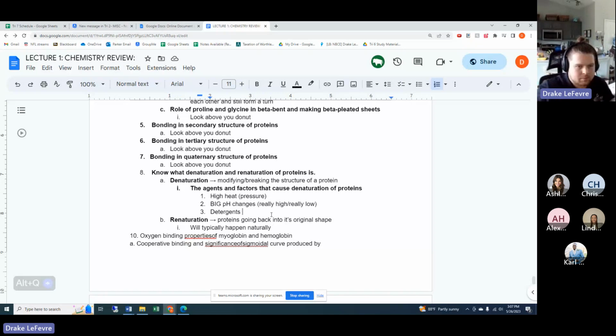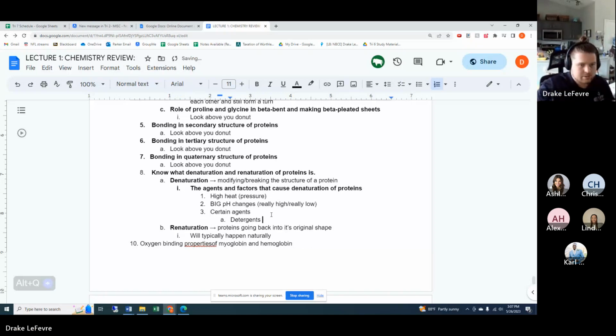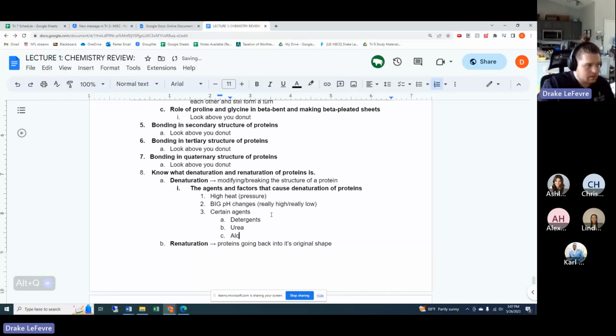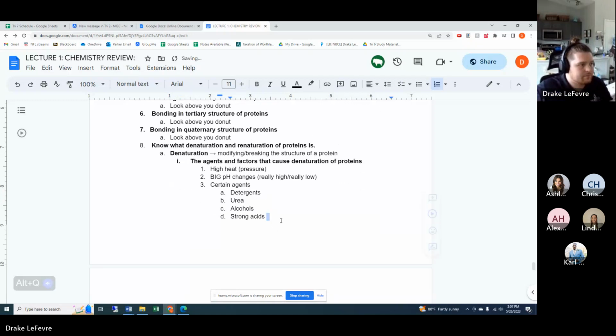You can also, let me actually add a couple here. So detergents, urea, alcohols, strong acids, all those. One thing to note though is if a protein becomes fully denatured, meaning that the primary structure has been destroyed, it will not be able to renature after that once it's been fully denatured.